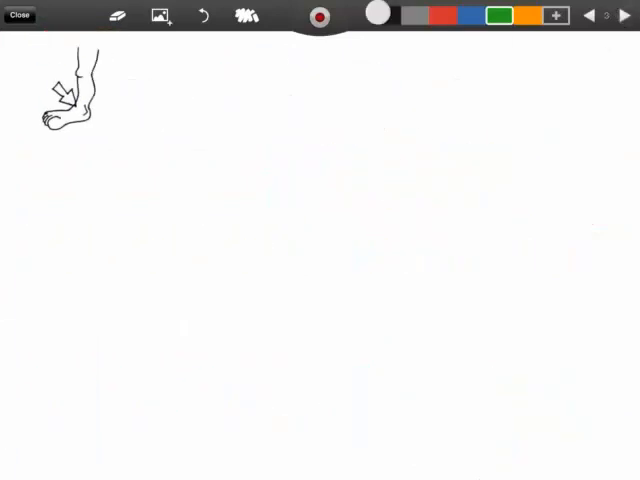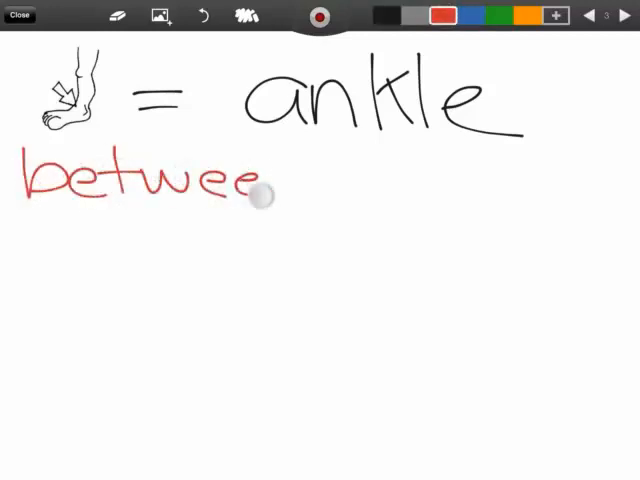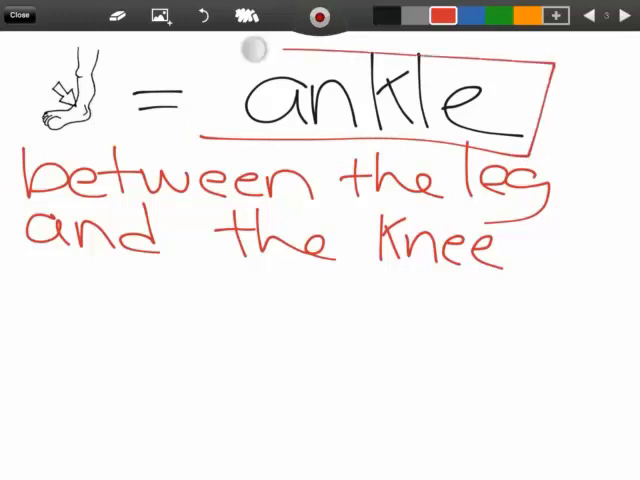Excuse me. Moving on to my next body part is the ankle. And the ankle is between the leg and the knee. That is this right here. The ankle is between the leg and the knee. And I'm going to go ahead and use that in a sentence so you can understand it much more clearly.